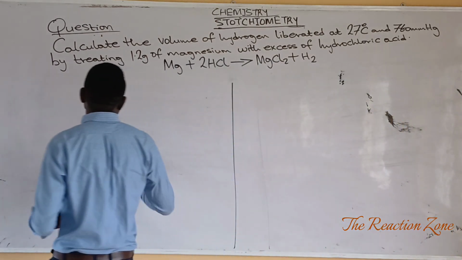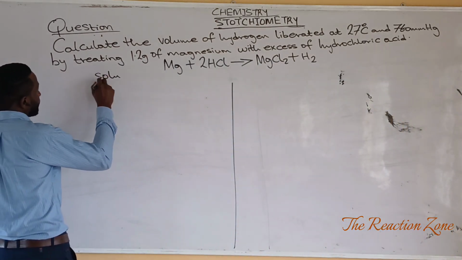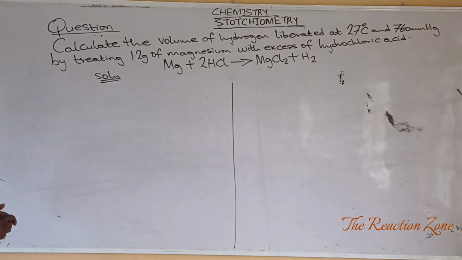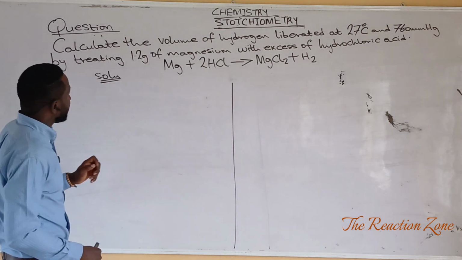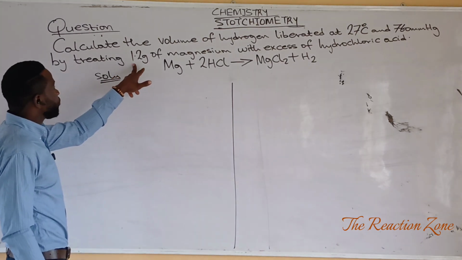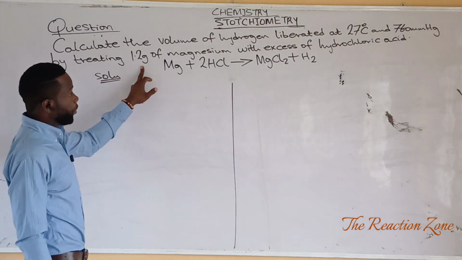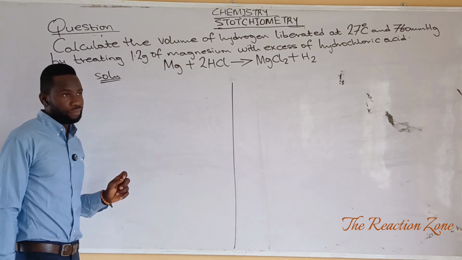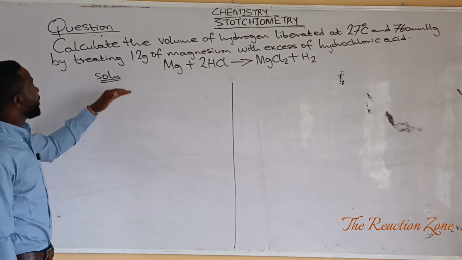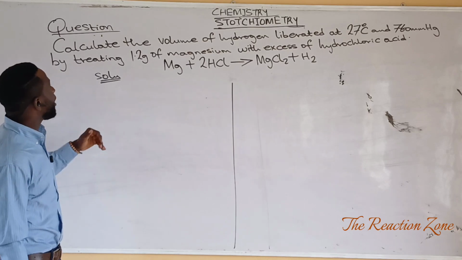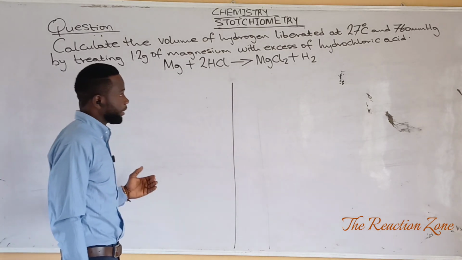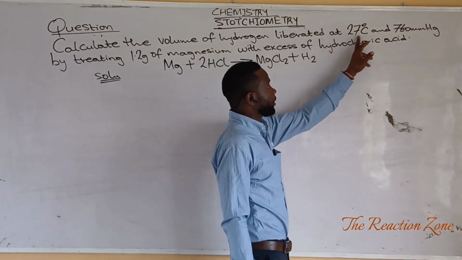To solve this particular problem, the first thing that we need to find is the volume of hydrogen that is liberated at standard temperature and pressure by reacting 1.2 grams of magnesium with hydrochloric acid. Only when we get that can we now find the volume of hydrogen liberated at 27 degrees Celsius and 760 millimeter mercury.